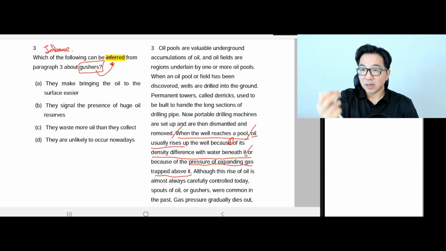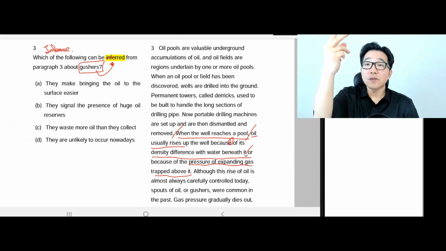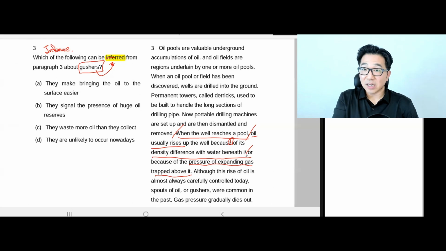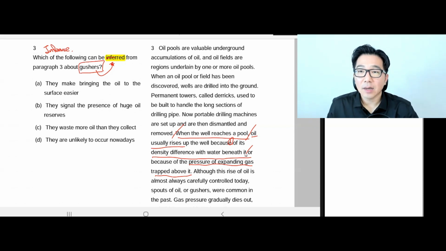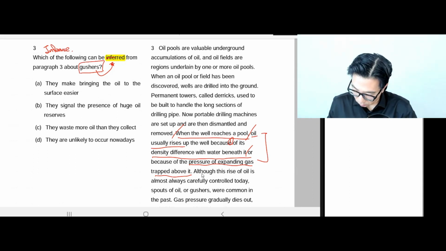Okay. Because the gas kind of moves, and then the oil, the liquid with the gas, kind of sprays above. Voila, jackpot. Okay, so two details we want to know. Process, what happens when you drill a well in an oil pool. Although, so contrast transition, let's pay attention. Must be something important or opposite is coming.